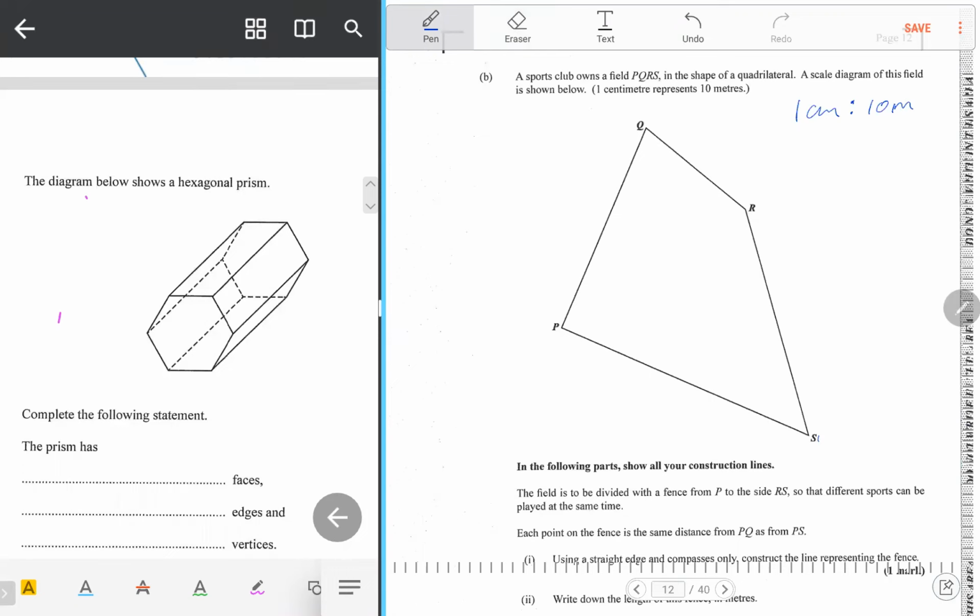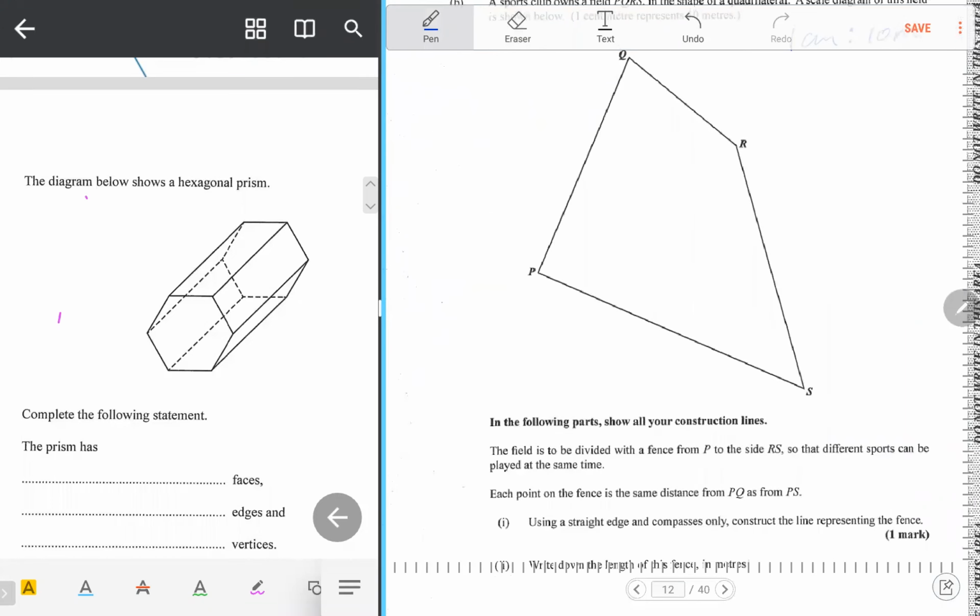Question says the field is to be divided with a fence from P to RS. So we want a fence from here over to somewhere on RS, right? From P to somewhere on RS, so that the different sports can be played at the same time. It says each point on this fence is the same distance from PQ as from PS.